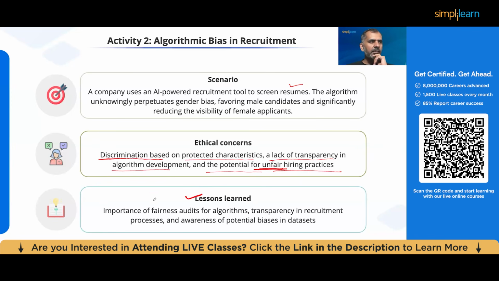Now, what is the lesson learned? It is the importance of fairness audits of algorithms, which should be very transparent in the recruitment process, and awareness of potential biases in the data. So you need to add some practices through which you can identify those biases, so that if the model is making such predictions or following such practices, you will be able to get a true judgment after this, guys.